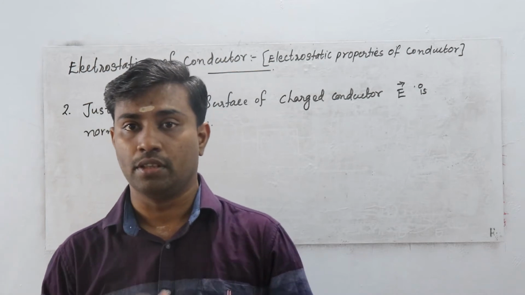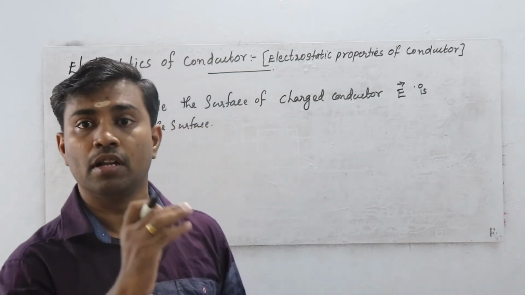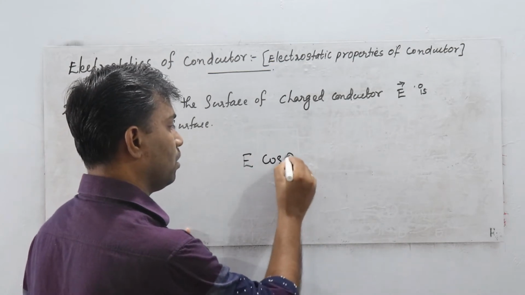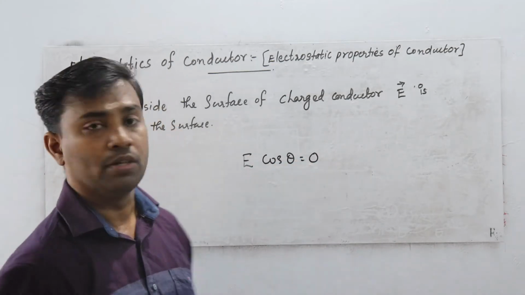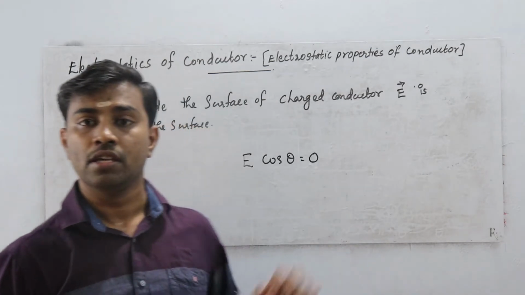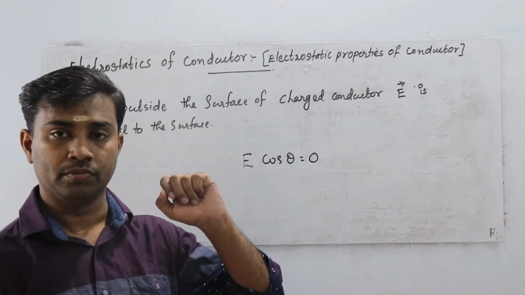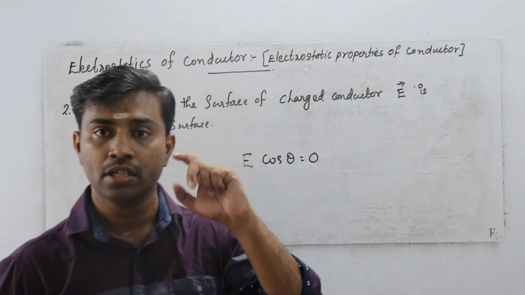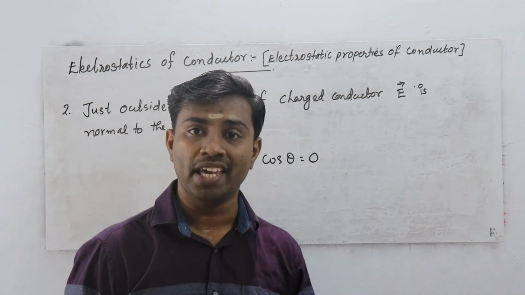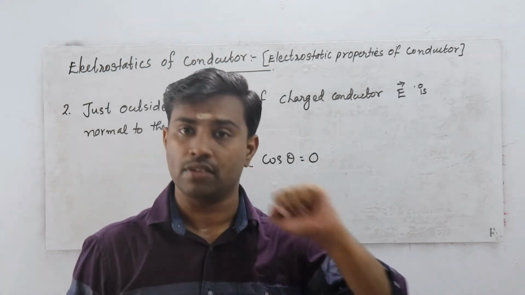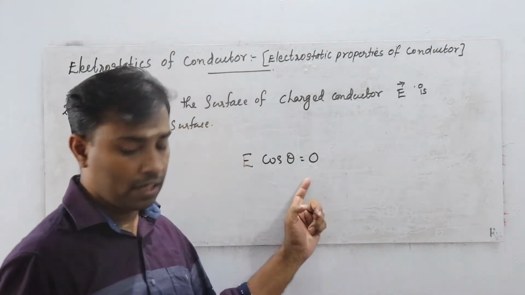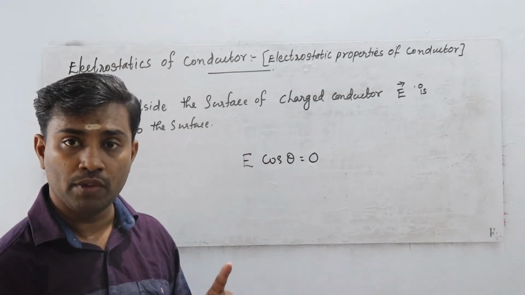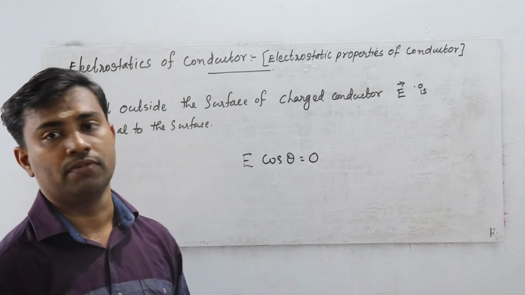Charge is not flowing. That means the tangential component is 0. That is, E cos theta is 0. E cos theta is the tangential component. Here theta is the angle which the electric field intensity makes with the tangent to the surface.